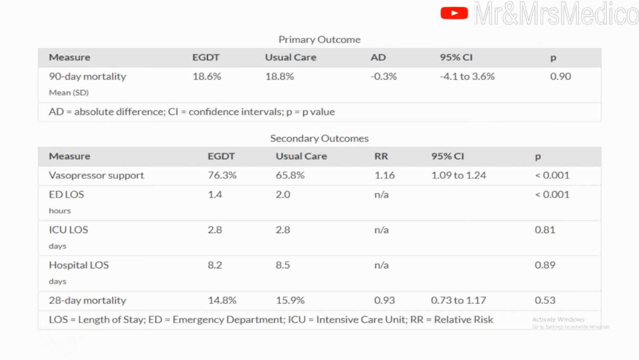Primary outcome and secondary outcomes in tabular form: 90-day mortality, EGDT versus usual group, vasopressor, emergency department length of stay, ICU length of stay, hospital length of stay, and 28-day mortality. Only a 1% difference between EGDT and usual group in the primary outcome, and 28-day mortality also has only a 1% difference.